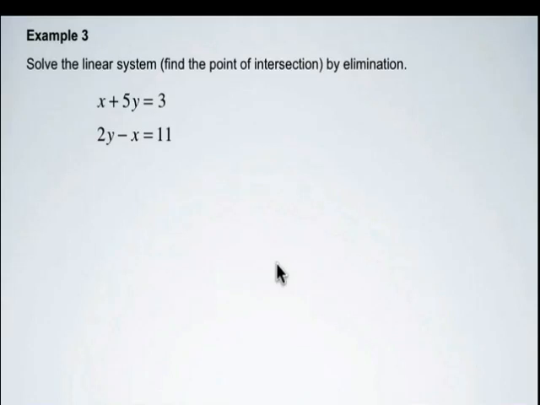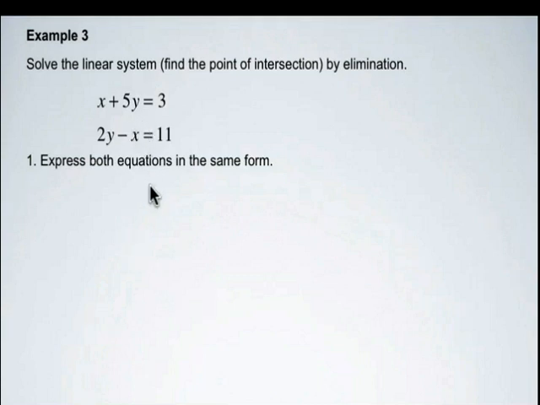Now, the first thing we're going to have to do to solve this linear system by elimination is reorder the second equation so that it's in the same order as the first equation. So we want the x term to come first. So step one is express both equations in the same form.